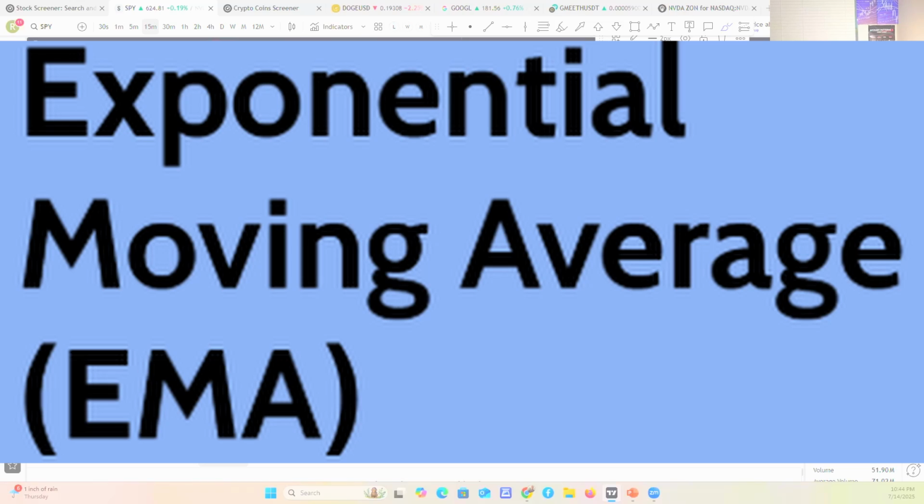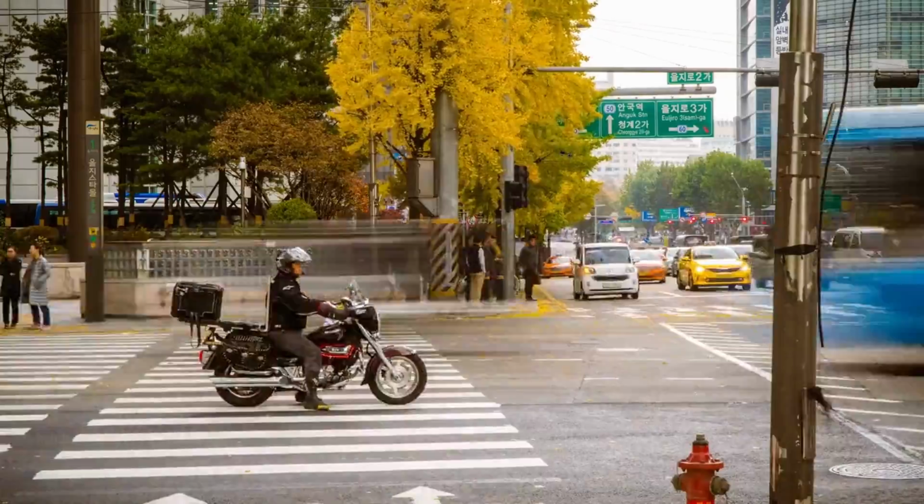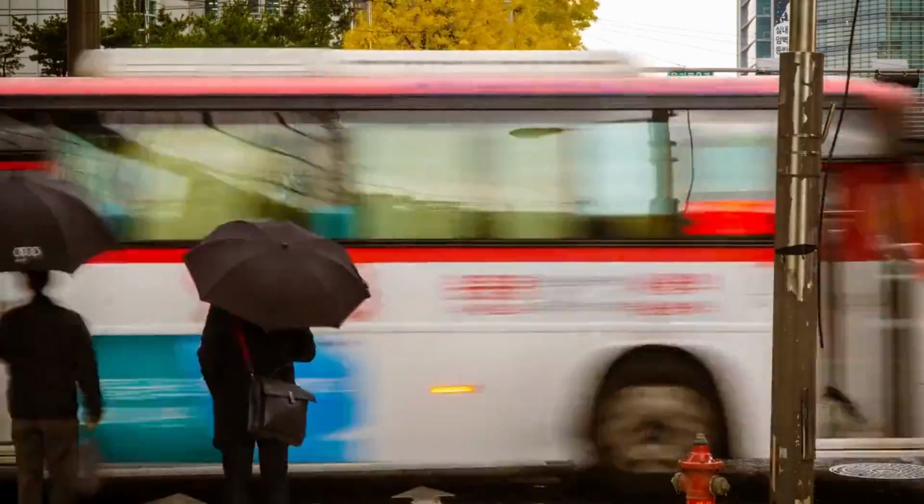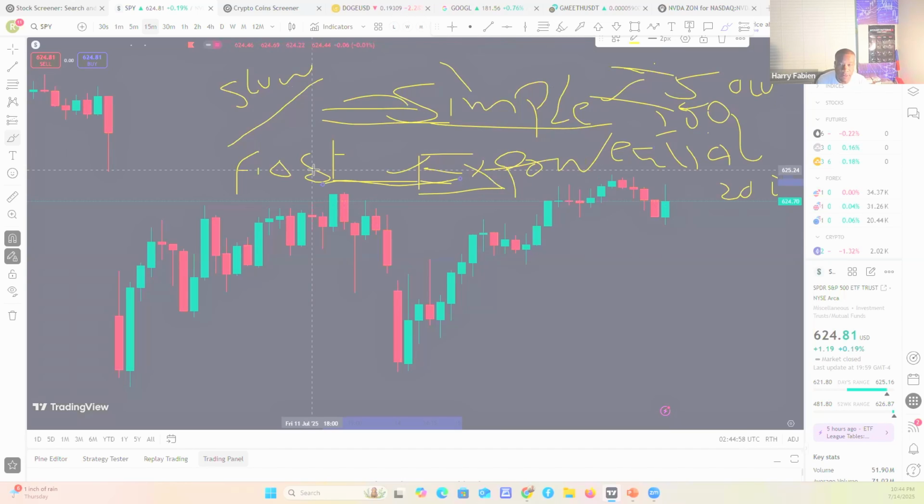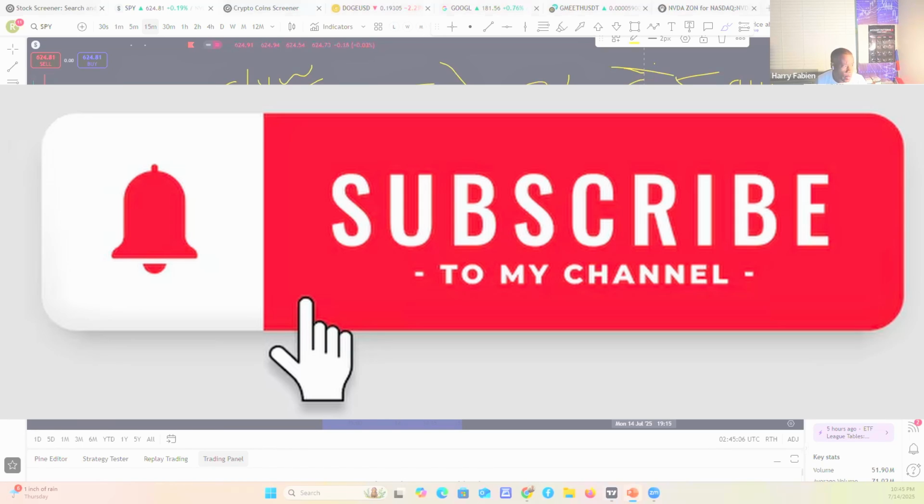The exponential one is faster. You can use it for faster trading, like day trading, on timeframes such as 5 days, 1 day, or 15 minutes. It gives more weight to recent prices. So that's the way you use them. I'm going to show you how to add them to your chart now.